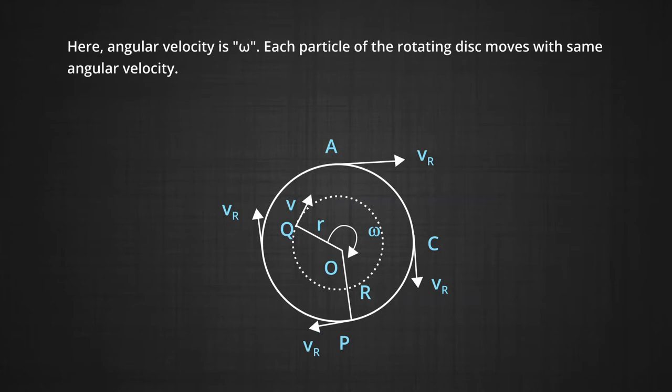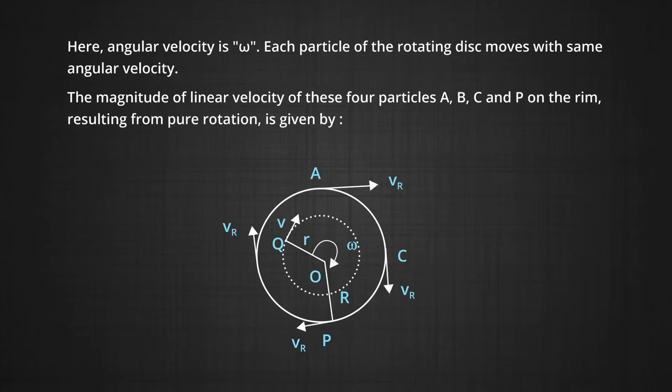Each particle of the rotating disc moves with the same angular velocity. In the figure, we have shown the linear velocities of the particles occupying four positions on the rim with appropriate vectors due to the angular velocity of the body. The magnitude of linear velocities of these four particles A, B, C and P on the rim resulting from pure rotation is given as Vr, the linear velocity due to rotational motion, equal to omega times R, where R is the radius of the disc. This gives us equation 1.